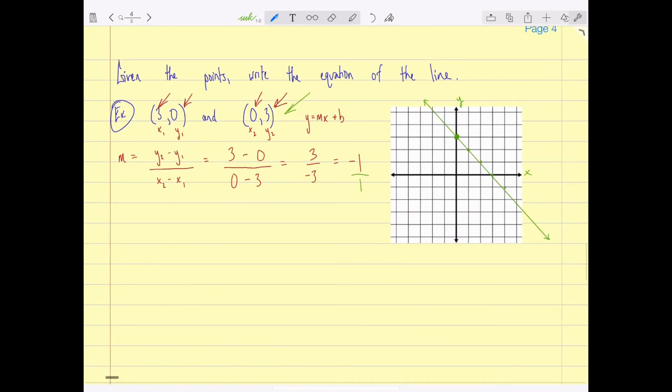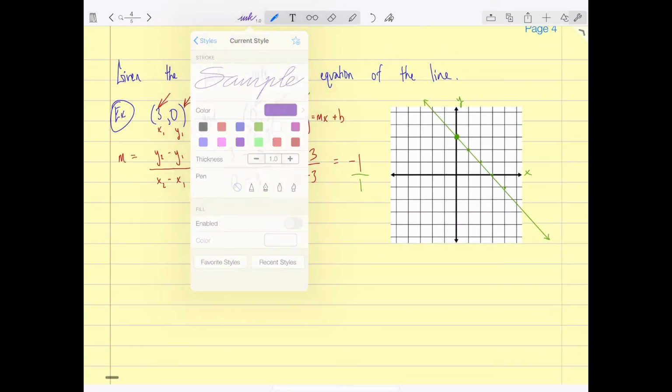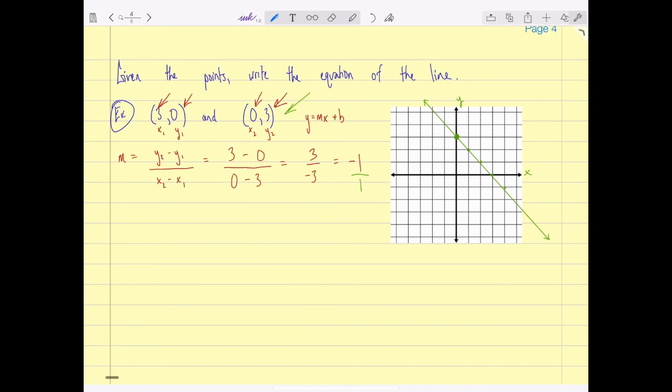And so let's plug our numbers into our answer here. So you'd have y equals the slope value, which is -1. And I'll put the 1 there, but I don't have to. You attach your x, and then the y-intercept was the value of 3. So y equals negative x plus 3 is the equation of that line.